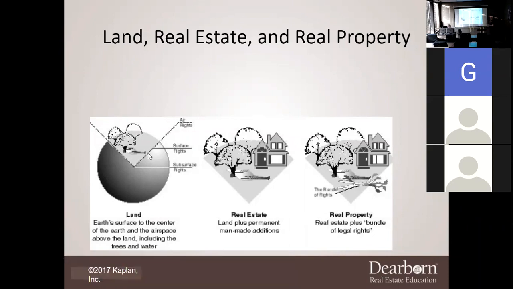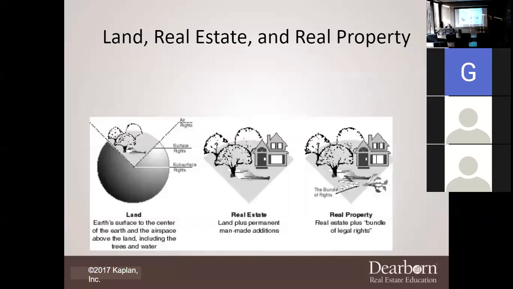Okay, so in that situation, as you see, you have land, you have real estate, and you have real property. Now what they did was they took the earth, they put the land here, you have your surface, your subsurface is underneath it, and then your air rights are up here at the top. Your real estate is that same piece of the pie, with the trees and a house on it. With the real property, it's the trees, the house, and then you'll see this nice little bundle here. This bundle is that legal bundle of rights.